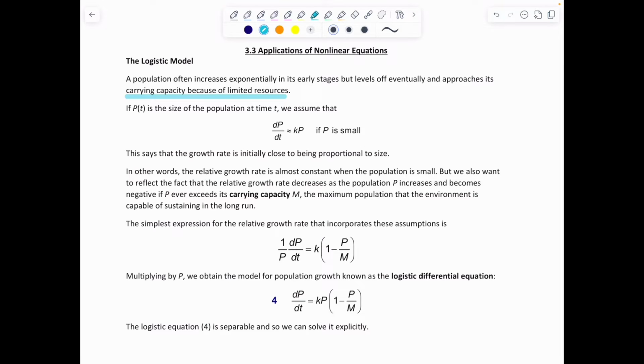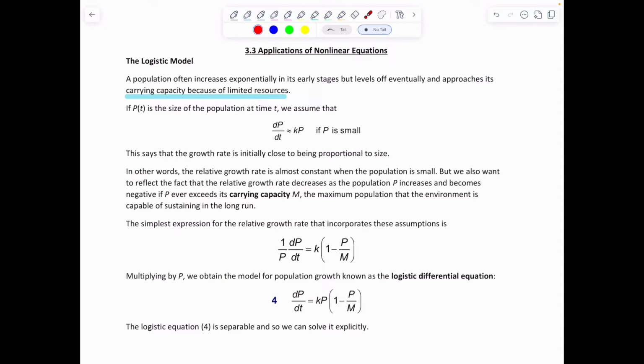So here's basically how we come up with the logistic model, which is going to account for this leveling off. Say P of t is the size of the population at time t. And we assume that the rate of change of the population is equal to some constant times the size of the population. This is what we looked at in the previous lesson. This is approximately true as long as P is small. Basically, to summarize, the growth rate is initially close to being proportional to size.